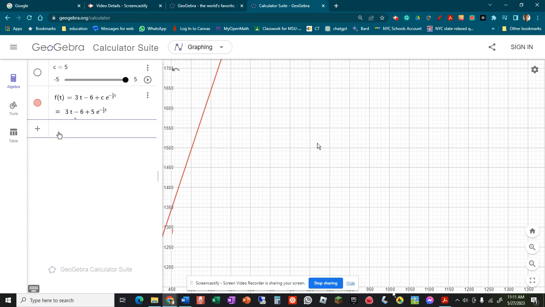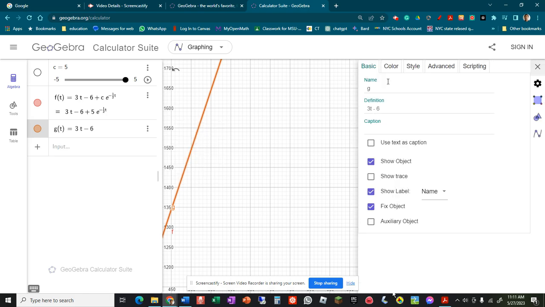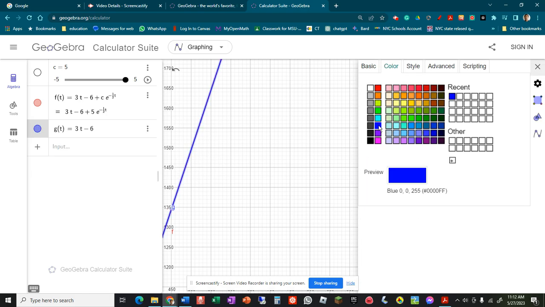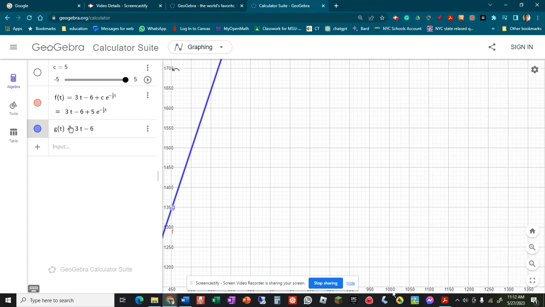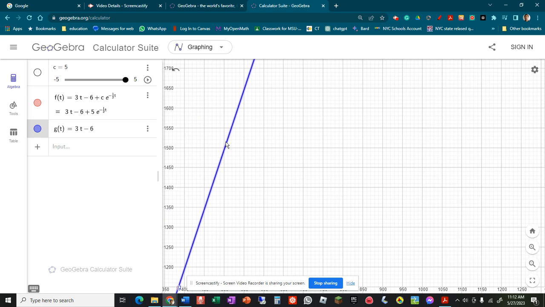You can actually just plot another function, 3t minus 6. Okay, and let's change the color. Maybe I'll choose a different color, blue. Okay, look at here. Do you really see any distinction between the blue and the red? If I don't have the blue, that's the red one. So that is this one. And if I select the blue, that is this one. It's actually almost on top of the other.